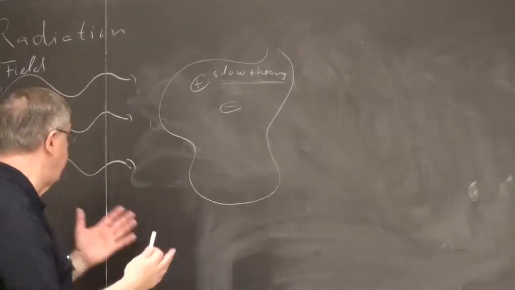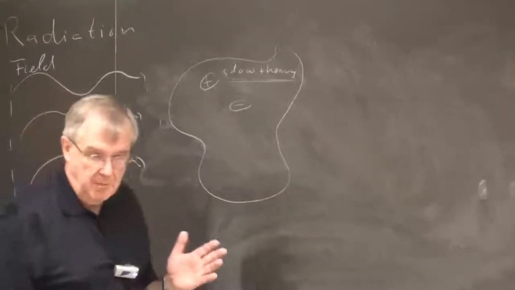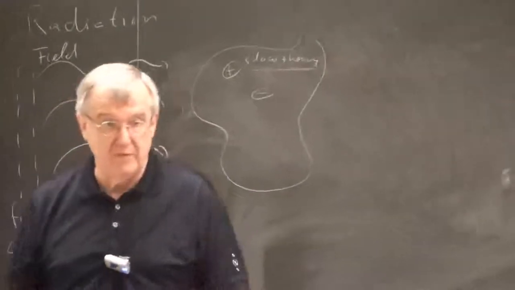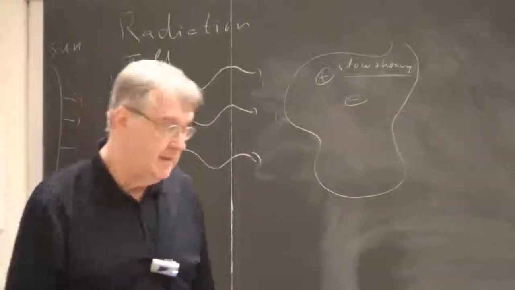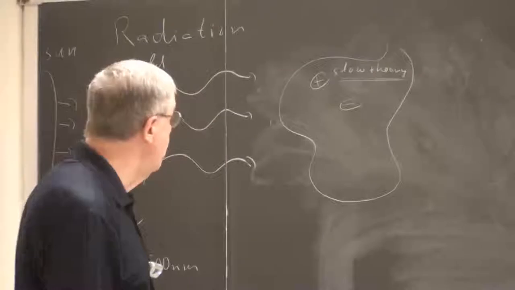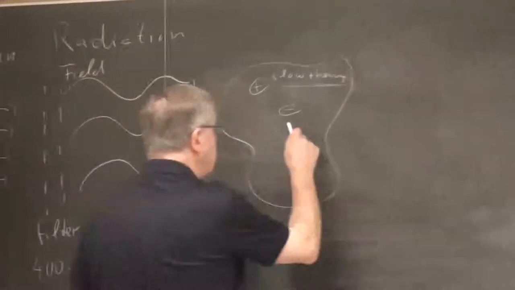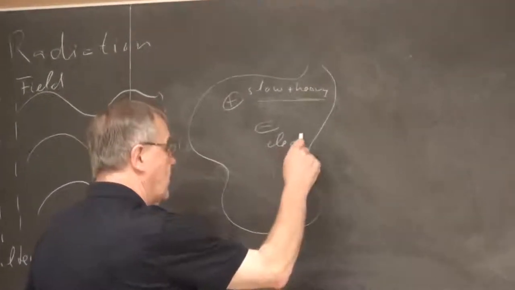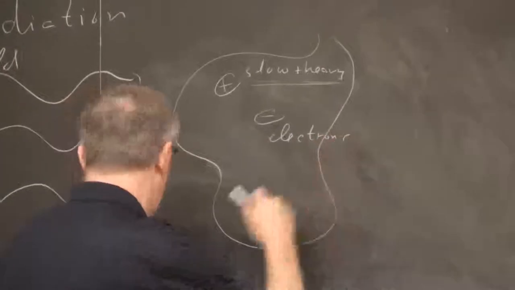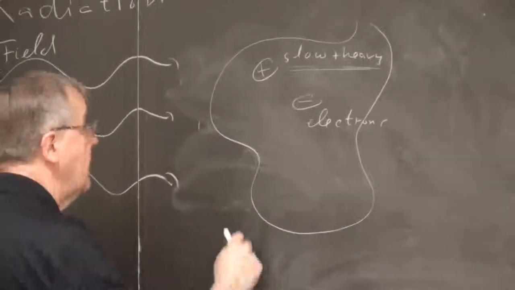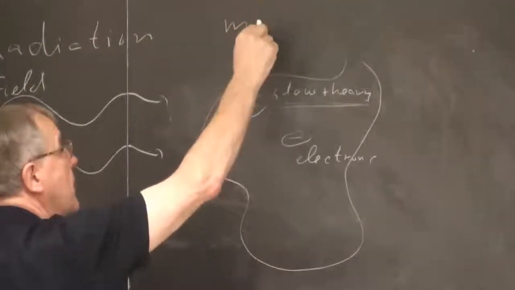These heavier ones absorb only radar radiation, so they don't play a role. They could play a role if you do microwave radiation. Then we have to deal with the heavier nuclei in the molecule. But here we need to only deal with the electrons. They are capable of absorbing this radiation. So here we have the molecule.